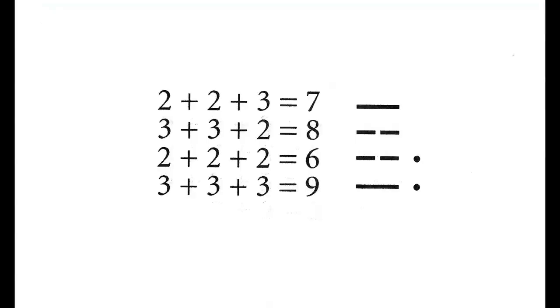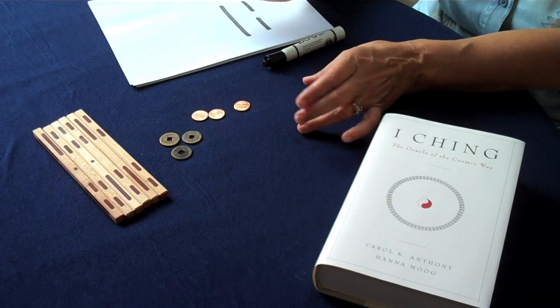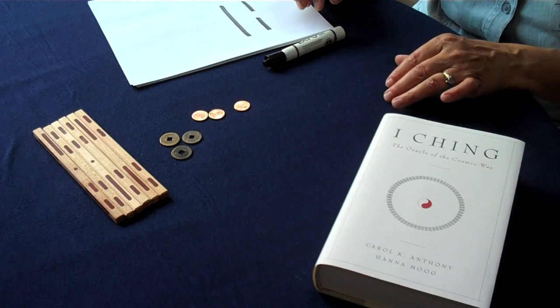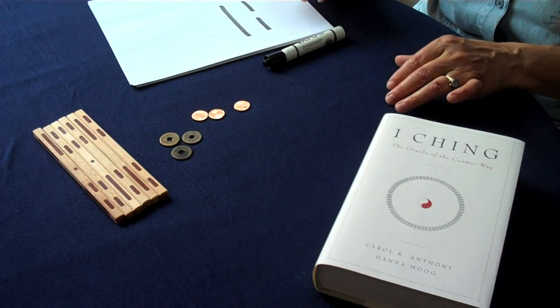indicates transformation. Here is a chart that shows us which kind of line we receive depending on the total value of our coin toss. The dots beside the line indicate a possible transformation. When the sum total of our toss is 6 or 9, we receive a line that points to a transformation. A 6 points to a transformation from a dark to a light line. A 9 points to a transformation from a light to a dark line.